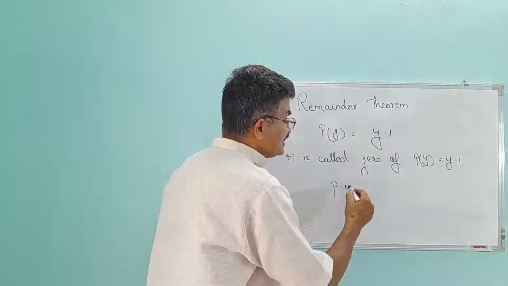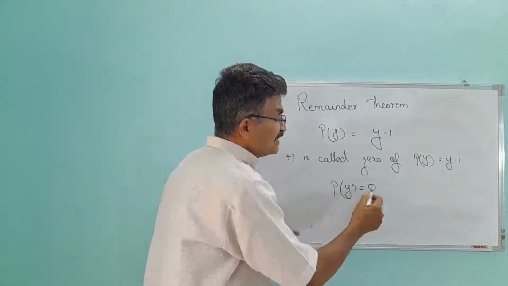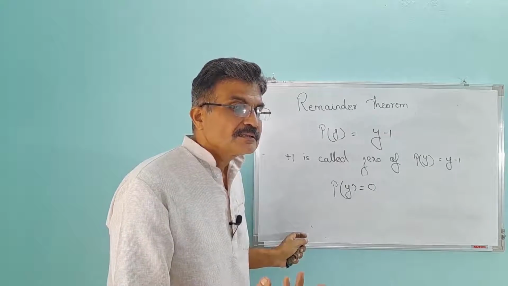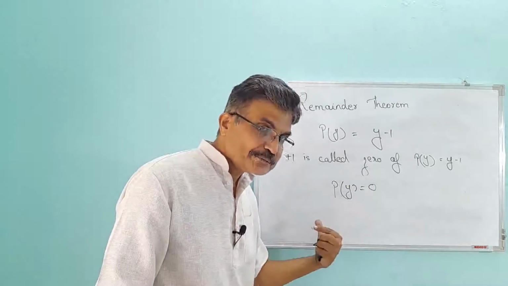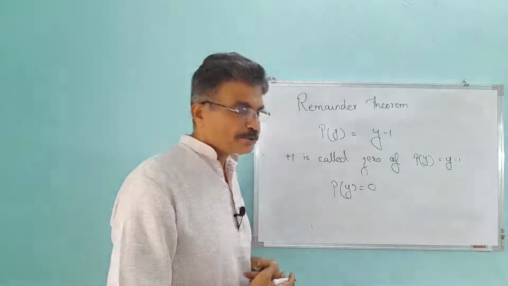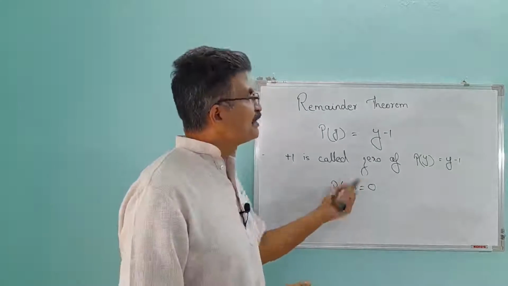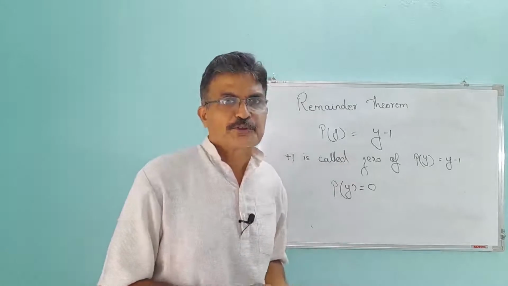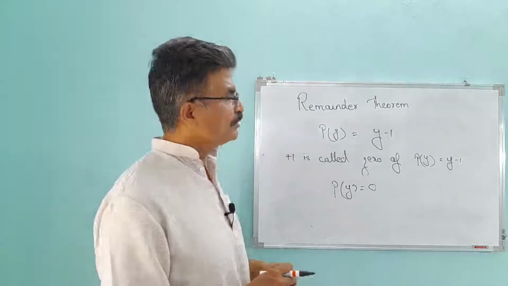p(y) is equal to 0, whether it is a polynomial or polynomial equation. That is, p(y) means y minus 1, and y minus 1 is equal to 0. This is a polynomial equation.